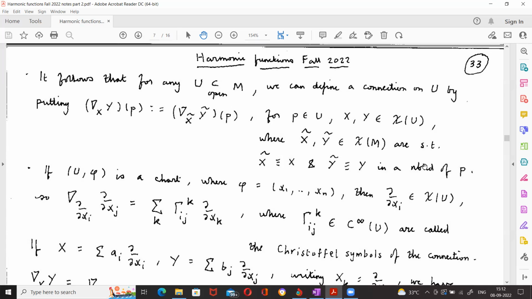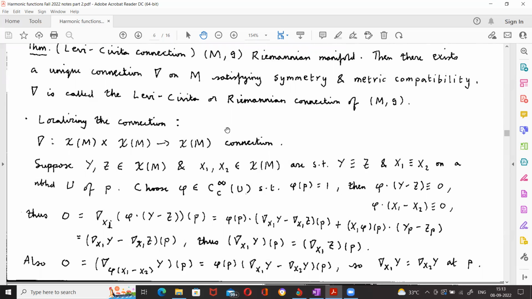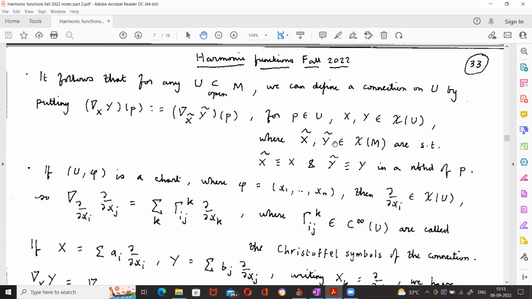Why do I need to do this? Because a priori, my connection is only defined on global vector fields. It's defined on chi(M) cross chi(M) to chi(M). So I need to get global vector fields X tilde, Y tilde. I just insist they are equal to X and Y in a neighborhood of P, and then I can apply nabla to X tilde, Y tilde and evaluate it at P. Now, because of what we just did above, this is independent of the choice of X tilde and Y tilde. Is this clear?